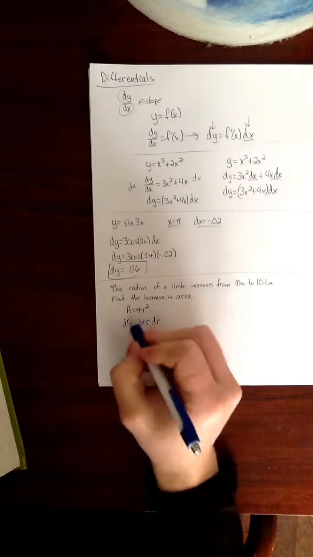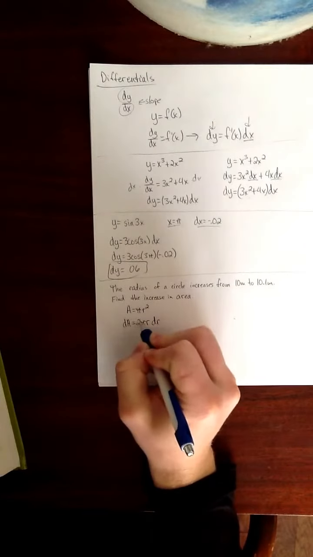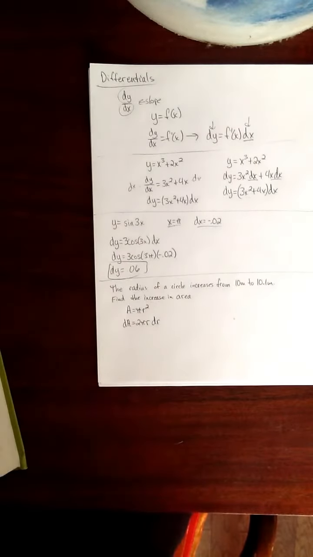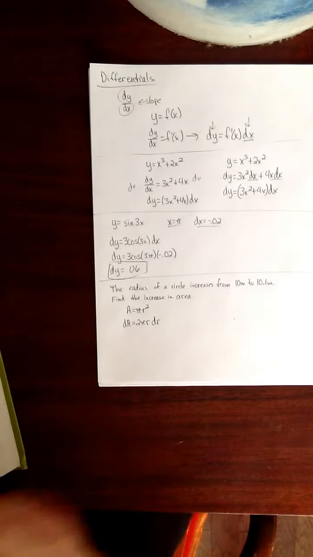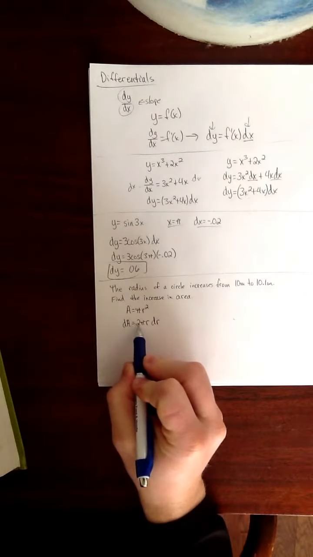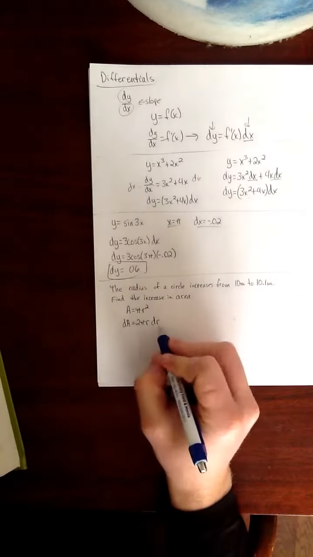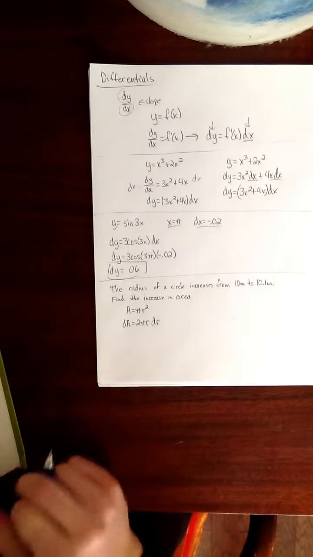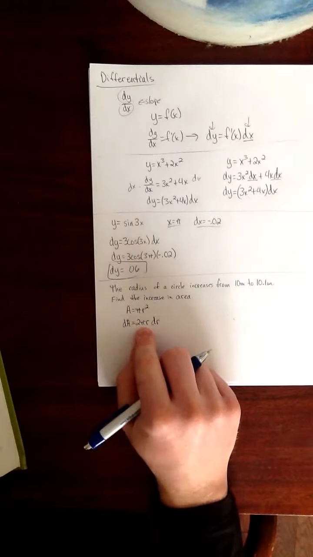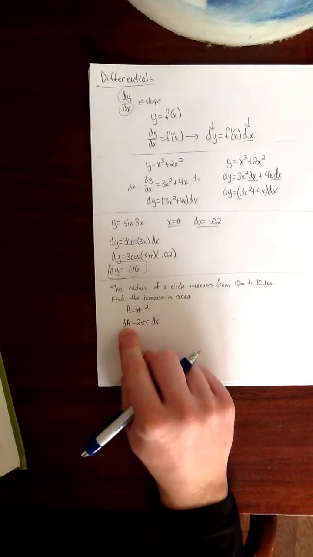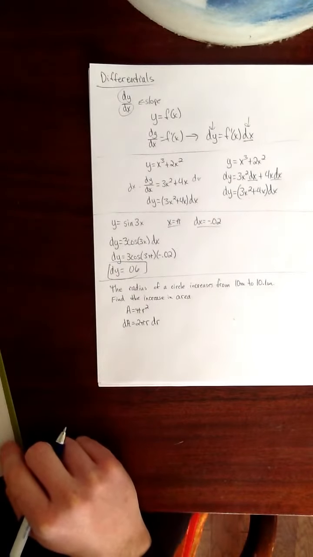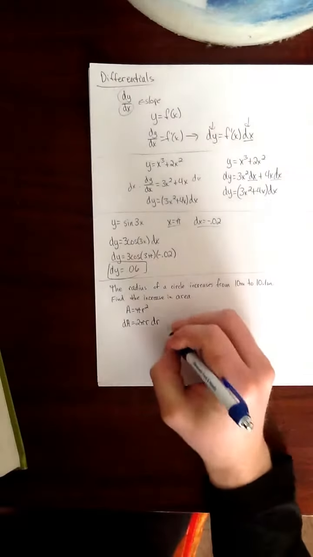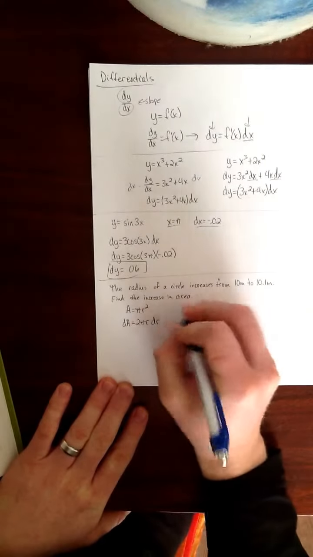I mean, if you did it the old-fashioned way, you'd have dA over dr equals 2 pi r, multiply both sides by dr. Same thing. So this basically means the change in area equals 2 pi times the radius times the change in the radius from whatever the original radius was. So we can use that to calculate the change in area. So if we do that, we're finding the increase in area.